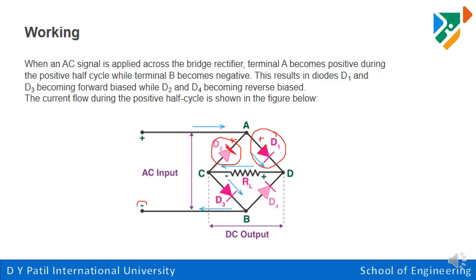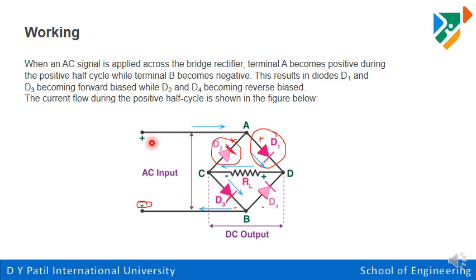Next, now this is the negative sign. So this is the negative. That means the cathode of D3 will get the negative, and for D4, the anode of D4 gets the negative. So because of this, what will happen? D3 will be in forward bias condition.